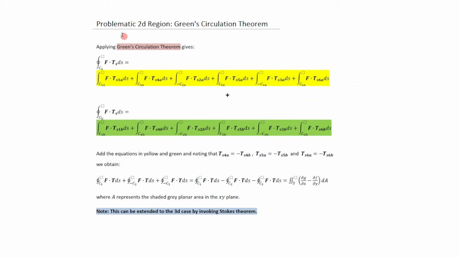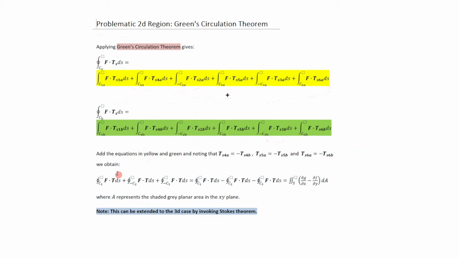Applying Green's circulation theorem, we've got the top and the bottom, so you can see subscript A and subscript B. This is the closed contour for the top half circle, and this is the closed contour integration for the bottom half circle. So this is the left-hand side of Green's circulation theorem for both cases. Now what we're going to do is take these two equations and add them, the green and the yellow equations together.